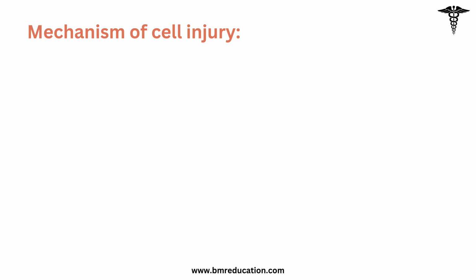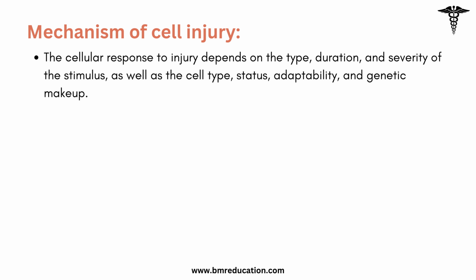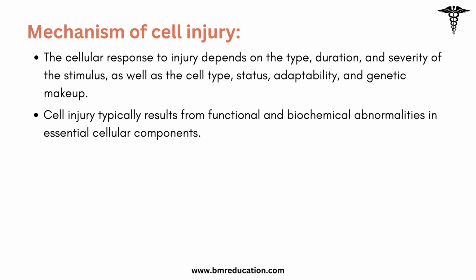The mechanism of cell injury. The cellular response to injury depends on the type, duration, and severity of the stimulus, as well as the cell type, status, adaptability, and genetic makeup. Cell injury typically results from functional and biochemical abnormalities in essential cellular components, and we will learn them one by one.